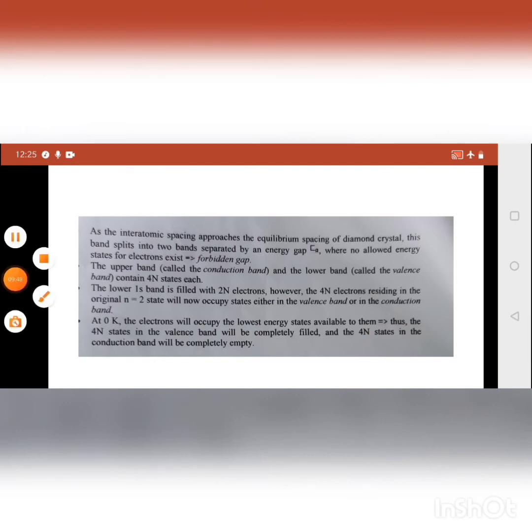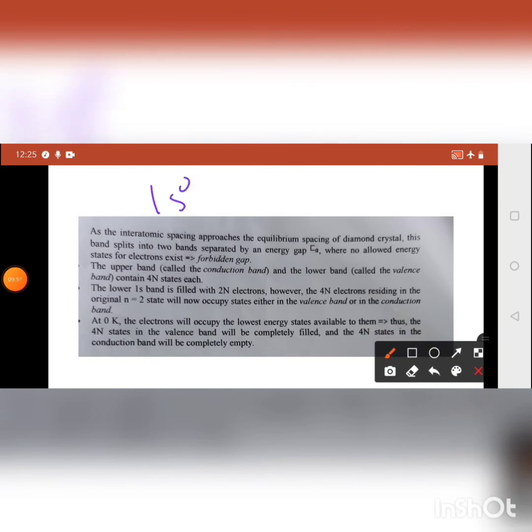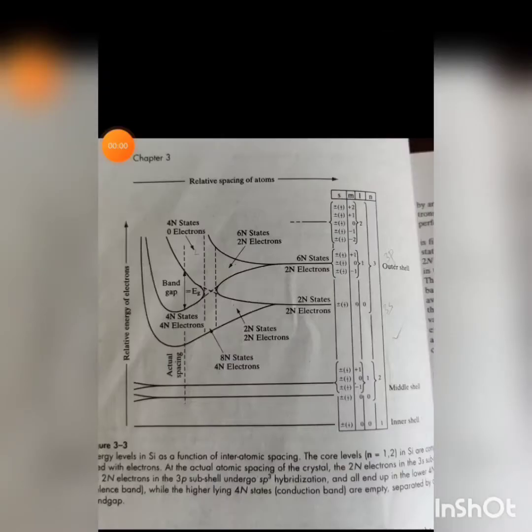So we know the atomic configuration 1s2, 2s2, 2p6. In the last video we have seen the energy band of carbon, but in the textbook we have the energy band of silicon. So in this video we'll be explaining the energy band structure of silicon. You should know how to draw this.